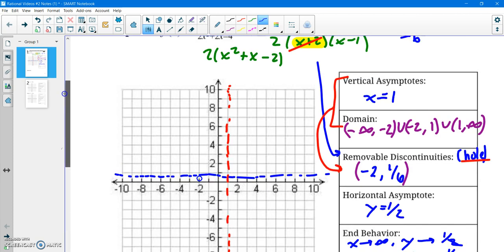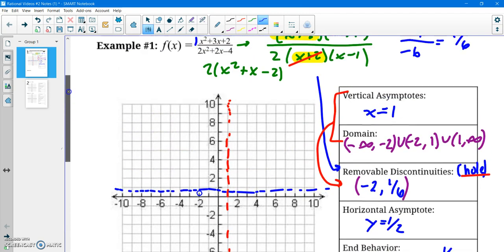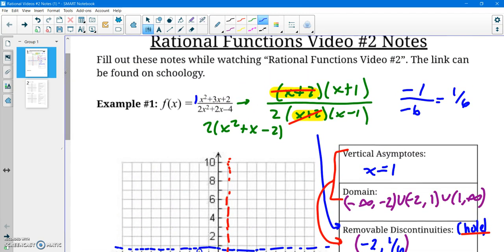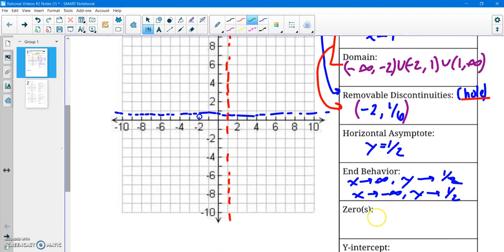Okay, x-intercepts: I'm going to plug in 0 for y. If I plug in 0 for y, remember I'm only looking at the numerator. So I'm looking, hey, when does x plus 1 equal 0? Well, that happens at -1. So (-1, 0) is my only x-intercept.